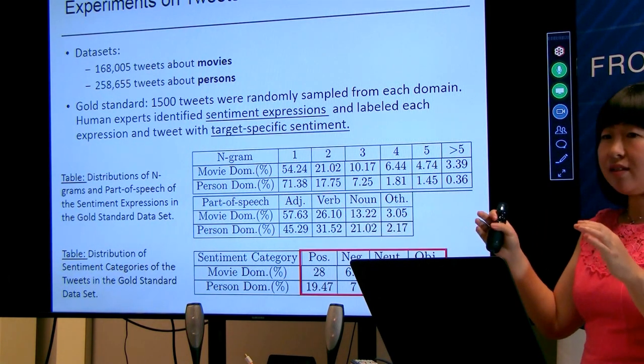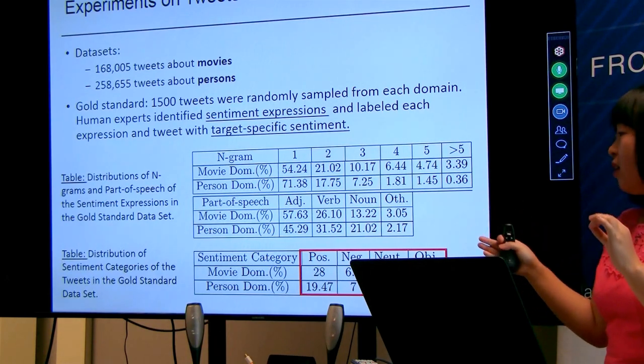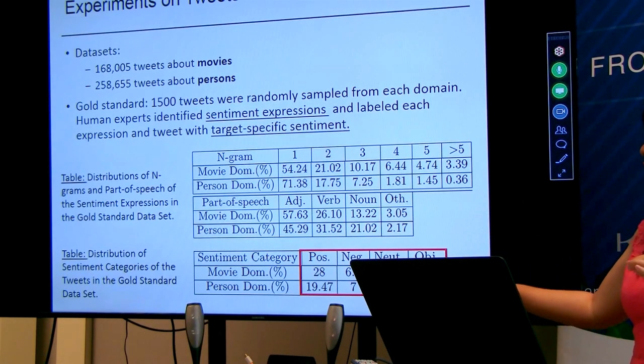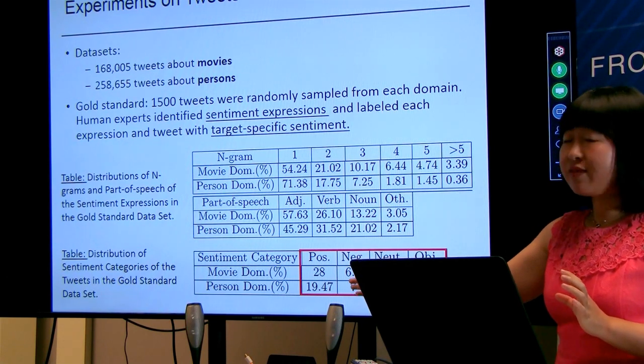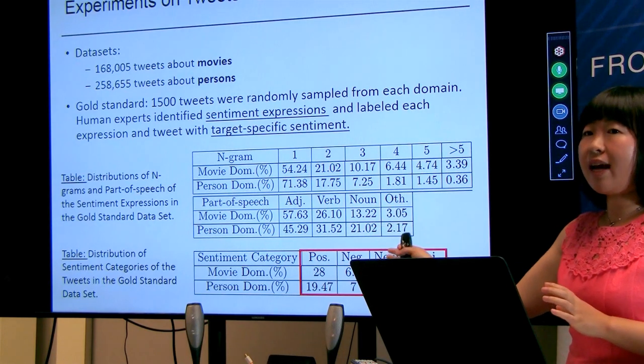Regarding the tweets, we also label them as positive or negative. We can see more than 50% of them are objective, actually not subjective. However, among the subjective ones, the positive sentiment is much more than the negative ones.